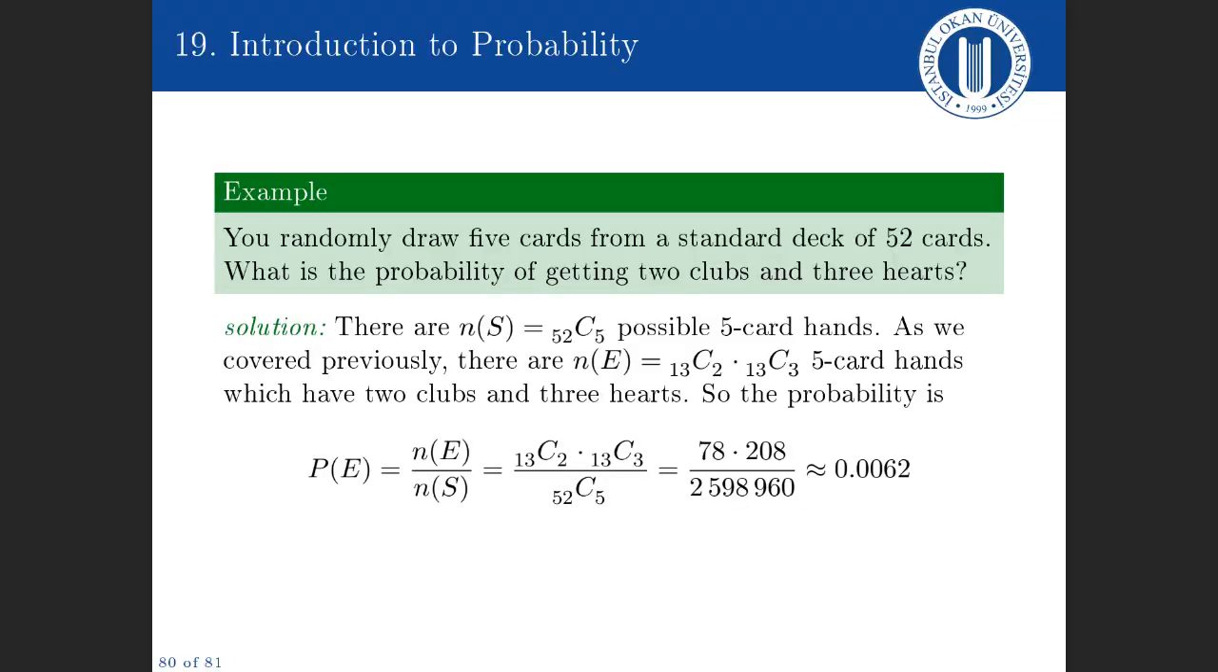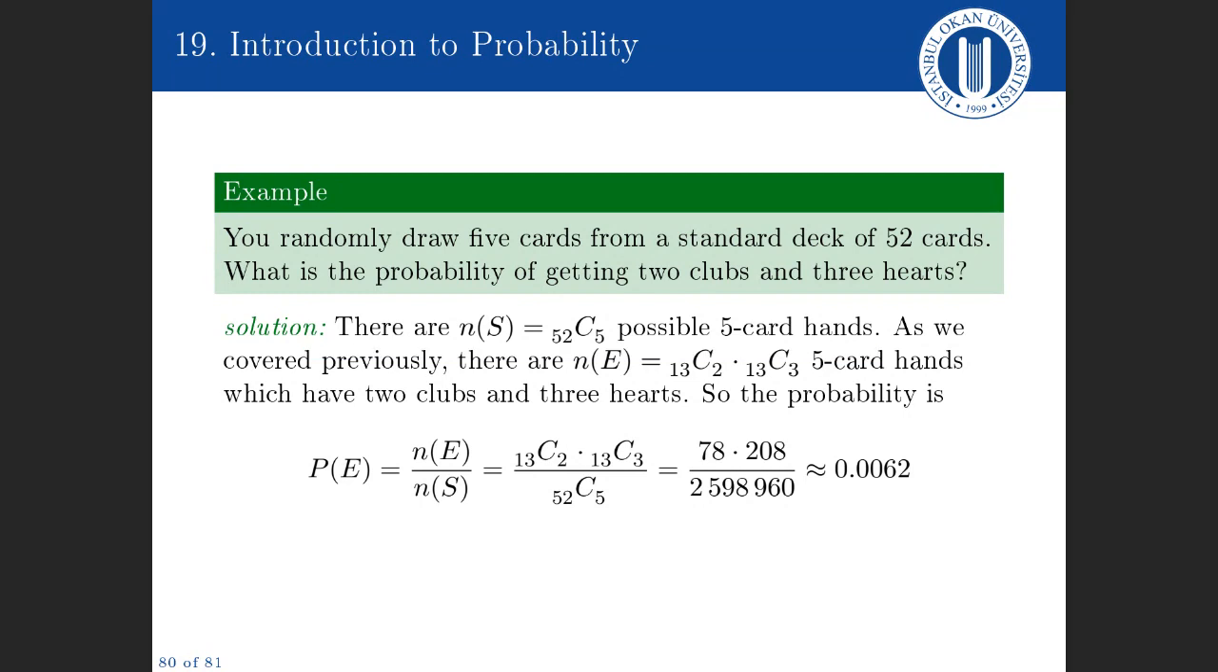And then one more example, final example of today's lesson. You randomly draw 5 cards from a standard deck of 52 cards. What is the probability of getting 2 clubs and 3 hearts? So first of all, how many elements are in the sample space? How many different ways are there of choosing 5 cards out of 52? 52 choose 5 different ways.